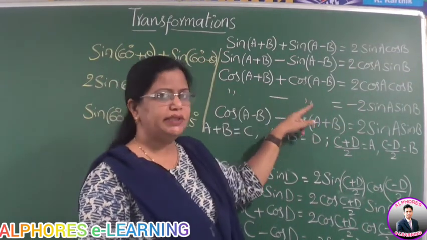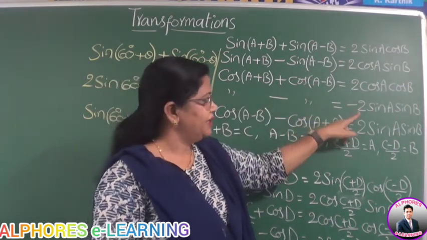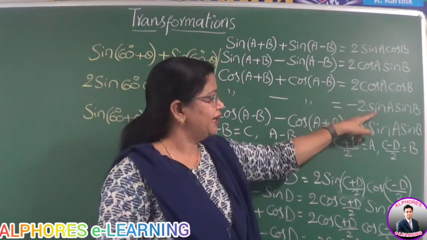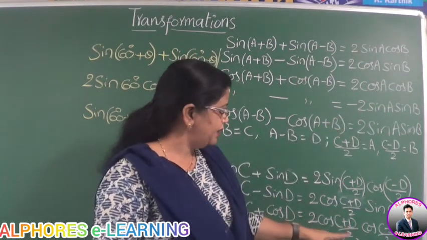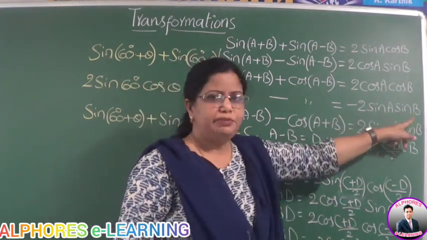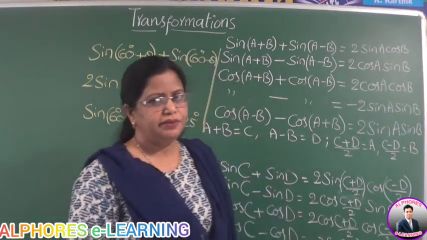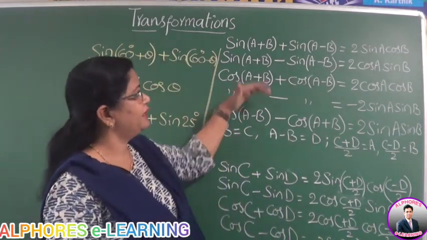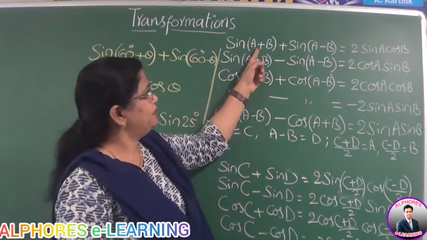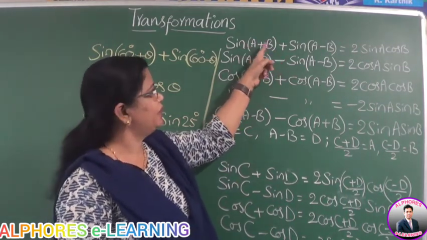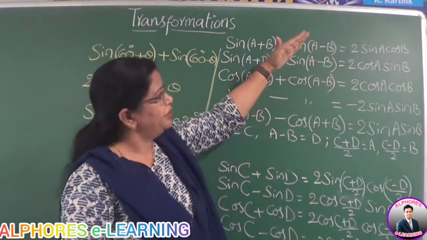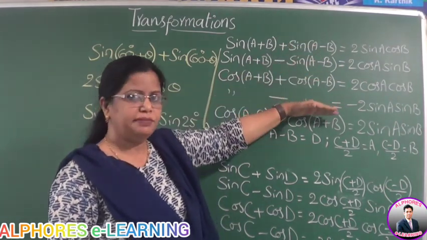So what is cos C minus cos D? That is minus 2 sin of (C plus D) by 2, and this other value is nothing but (C minus D) by 2. Right students? So in this way, whenever it is possible to express a sum or difference of two values, you can automatically make use of this formula, right?